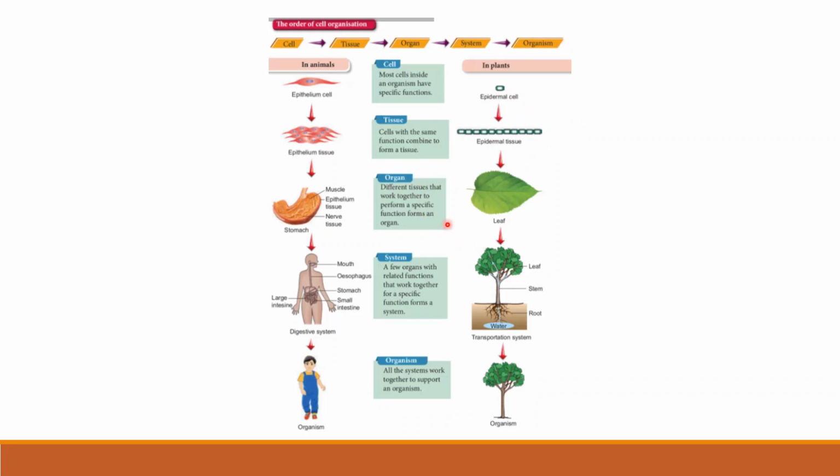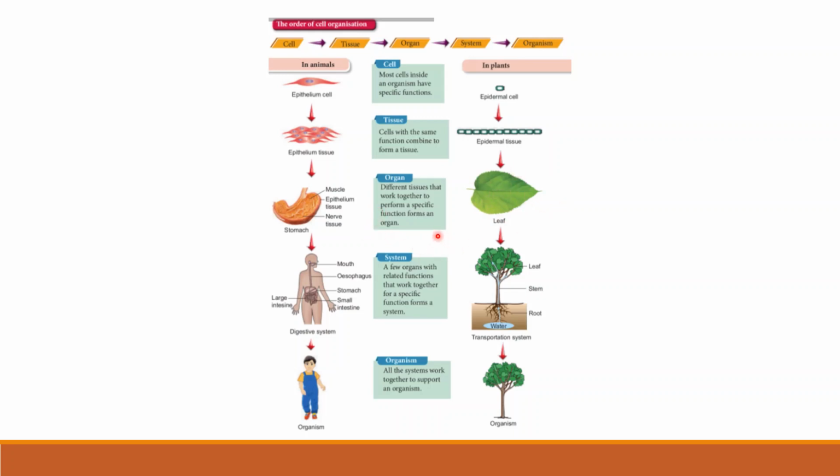Different tissues that work together to perform a specific function form an organ. As you can see over here, at the stomach lining, there's the nerve tissue, the epithelium tissue, and the muscle. Epithelium tissue is the one that lines the stomach. The nerve tissue sends electrical impulses for information carrying and response and whatnot. And the muscle gives the stomach a little bit of movement to help digestion. For the plant, the leaf has xylem, phloem tissues, epidermal tissues, and so on.